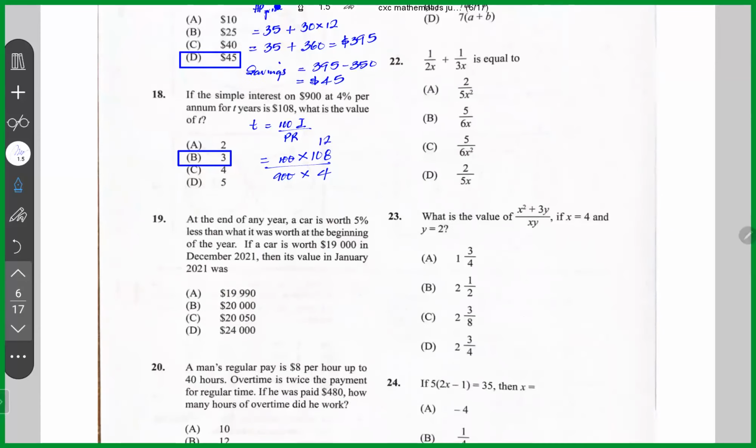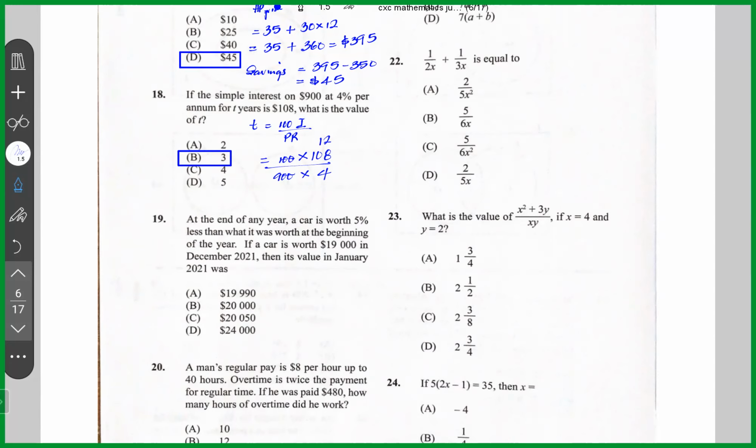At the end of any year, a car is worth 5% less than what it was worth at the beginning of the year. If the car is worth $19,000 in December 2021, then the value in January 2021 was... so this is sort of like depreciation. All right, so we're given the value at the end of the year.